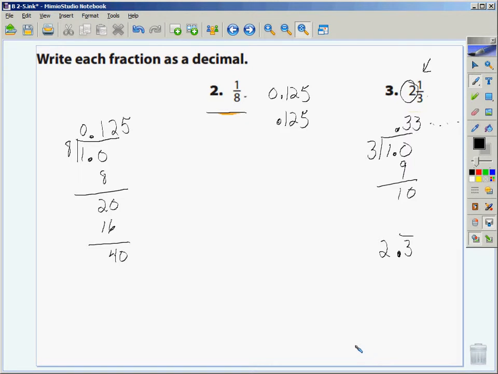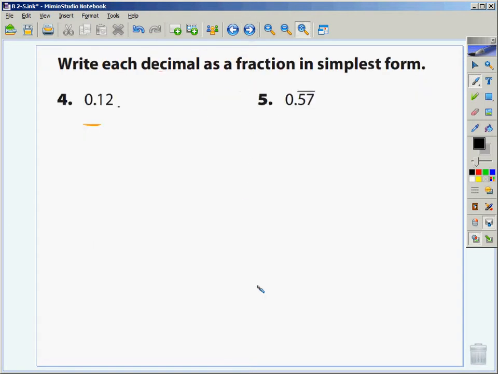Everybody remember doing this? This part should all be a review. Everybody good? I can go on then. Okay. Now we're going to talk about how to go the other direction. If they give you a decimal, how do we write it as a fraction and how do we simplify it?